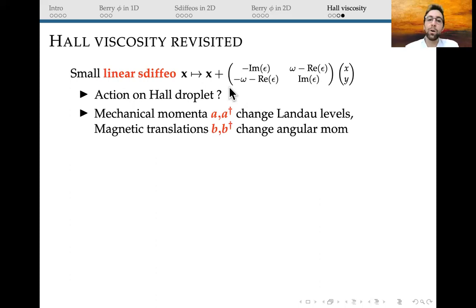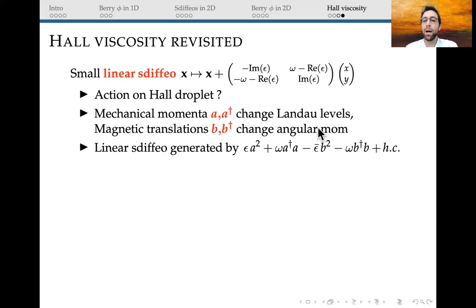Now, in terms of these operators, the operator implementing a small linear DFO happens to be given by this combination here. And when I say it happens to be given by, what I mean is that if you go back to the definition I gave earlier for these unitary operators U, and you apply this definition to a linear DFO of this form, you find that this operator is the identity plus i times this Hermitian operator here. What's striking about it is that it has a factorized dependence on A's and B's.